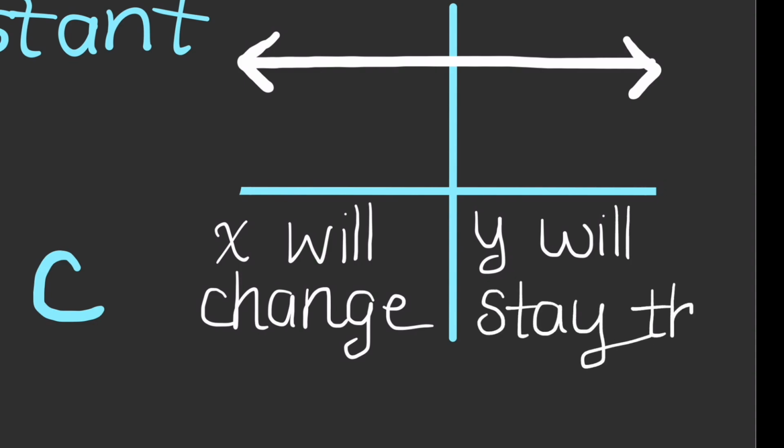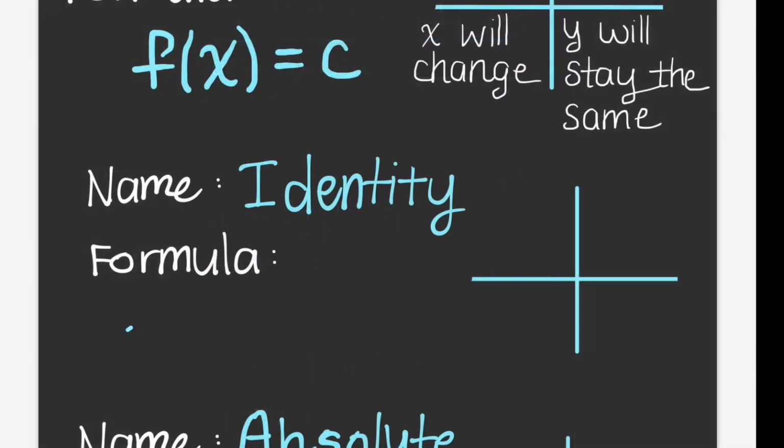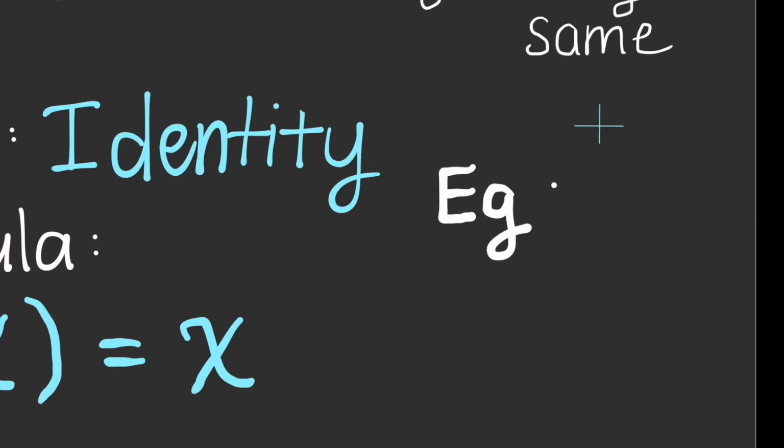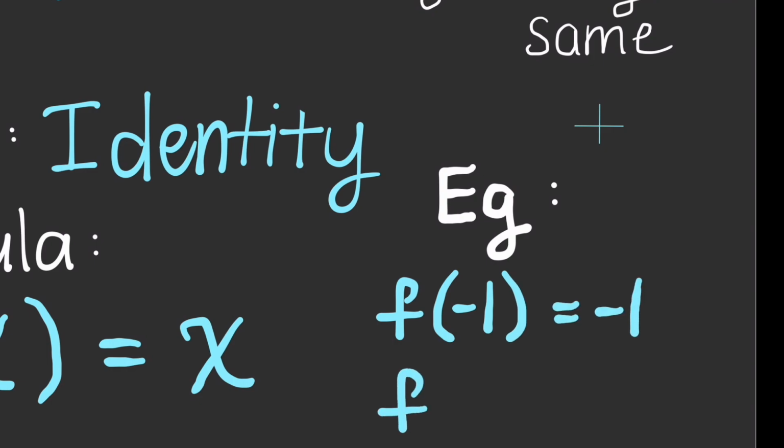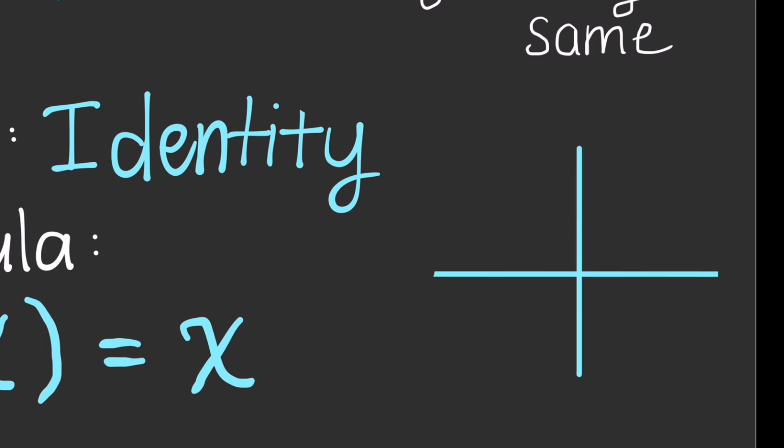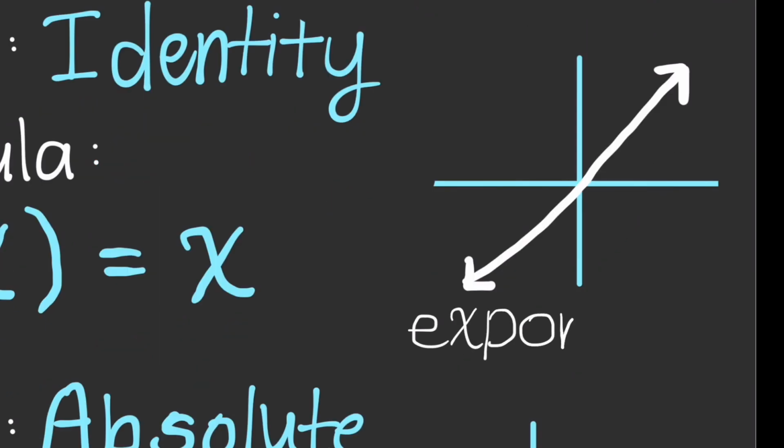Next, let's take a look at the identity function, where f of x is equivalent to x. So basically what we're going to have is, for example, f of negative 1 is equal to negative 1. F of 9 is equal to 9. So this is going to give us an exponential graph, and it's exponential because it continues growing.